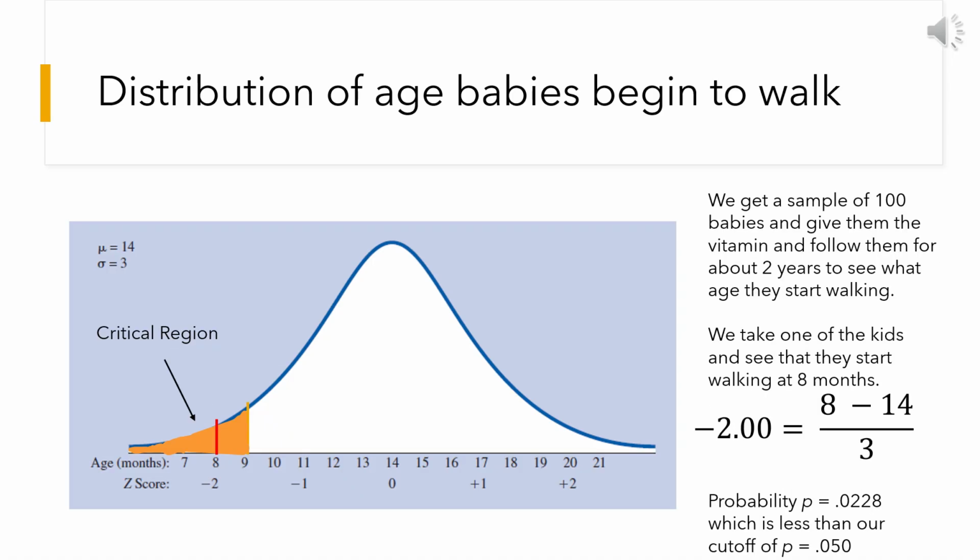So let's say we actually find out that this child that's been given this special vitamin starts walking at 8 months, and that corresponds to a z-score of negative 2.00. So 2 standard deviations below the mean. Okay, well, what's the probability that we would actually see a child walk at 8 months or less given this null distribution? Well, if you look it up, the p-value for that is actually 0.0228. So 0.02 essentially. Well, that's less than our cutoff, the 0.05.